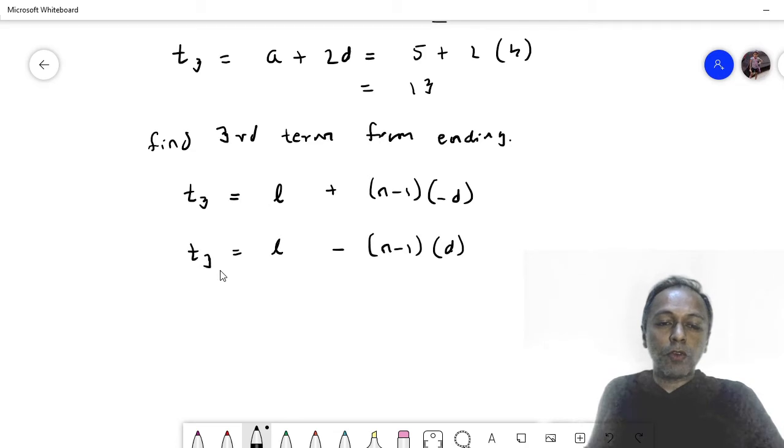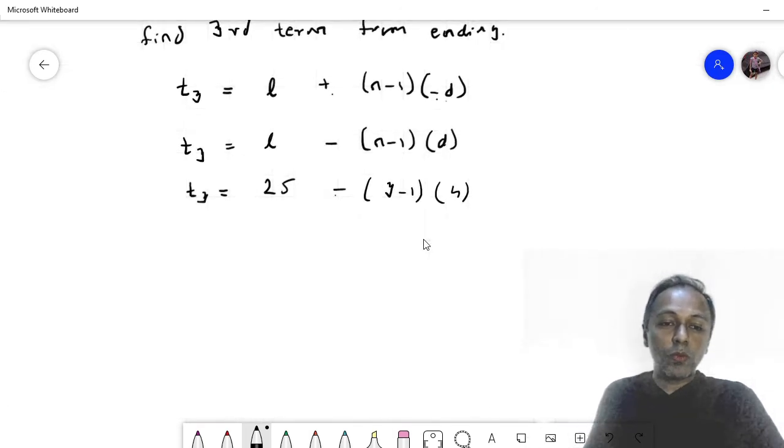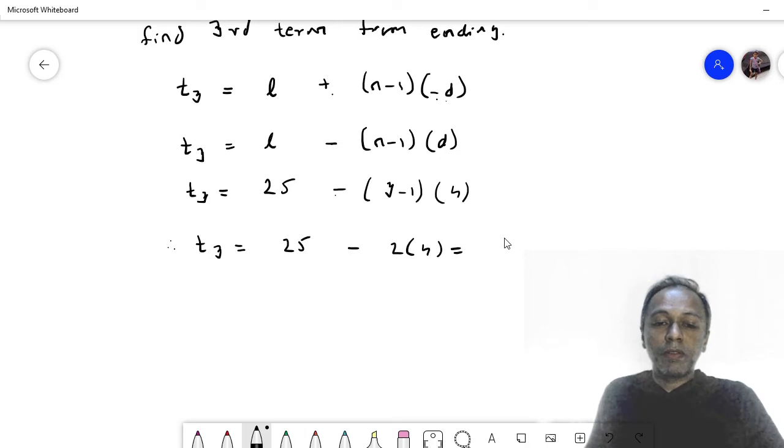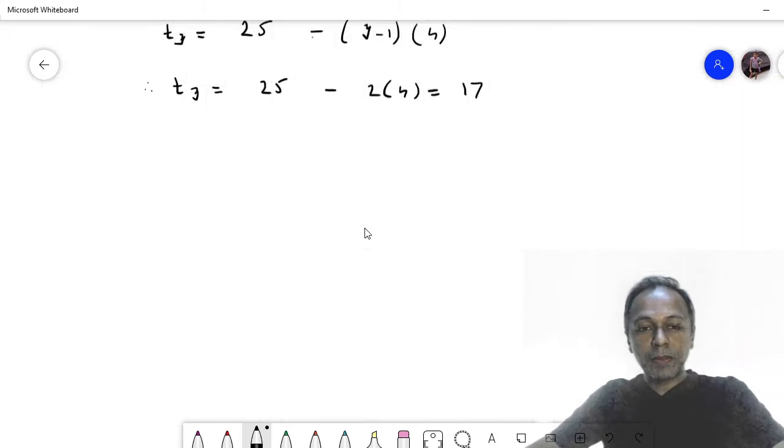So your third term from the ending, t3, is equal to the last term, 25, minus (n minus 1) into the common difference 4, where n is 3. Now don't write minus 4, as you had already considered the minus before. That led to this sign of minus here. Therefore t3 is equal to 25 minus 2 into 4, which is 25 minus 8, which is 17.